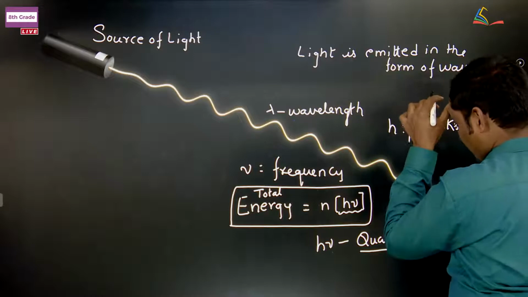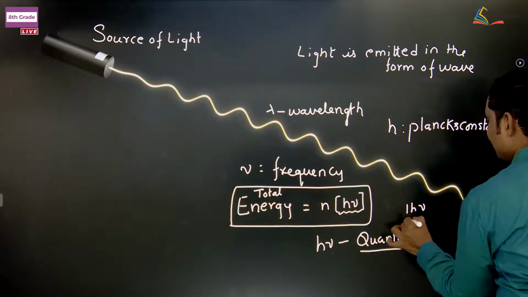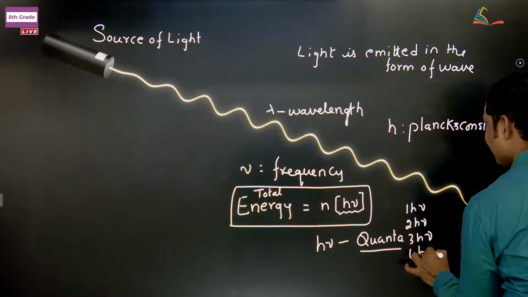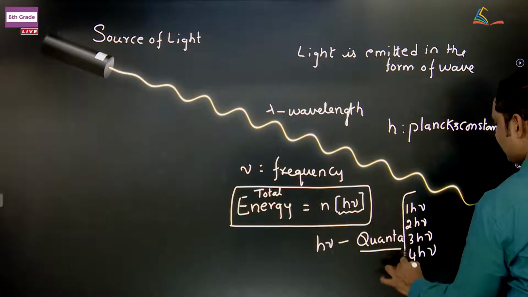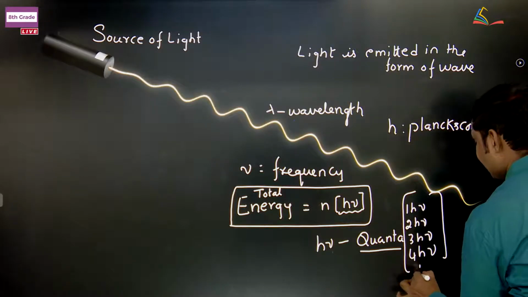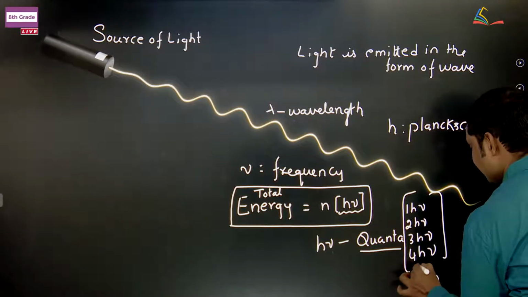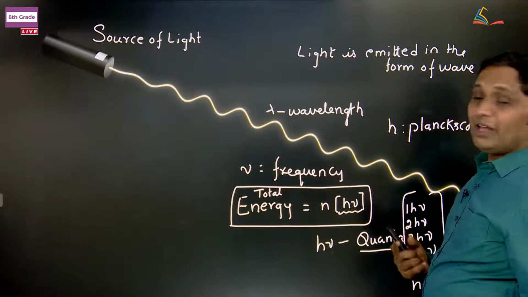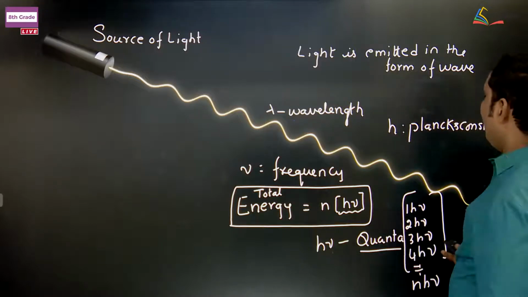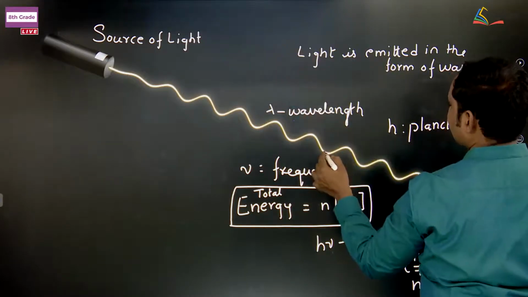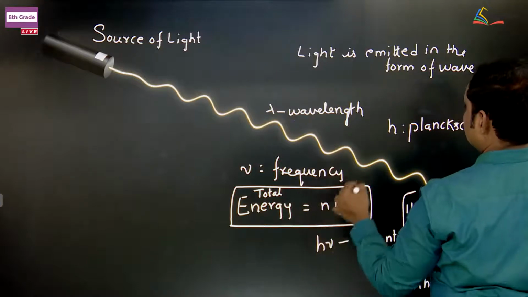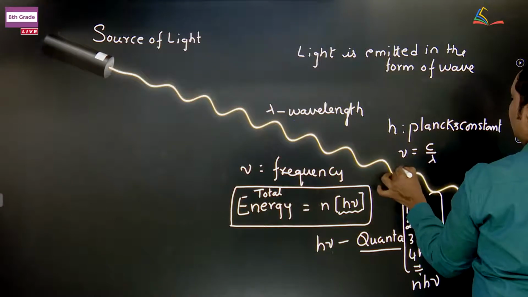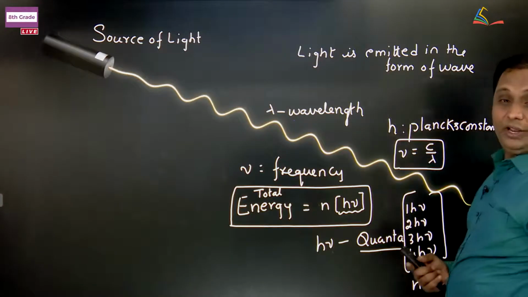Like that, you have to write 1 h nu, 2 h nu, 3 h nu, 4 h nu. So it is going to be n h nu. So nu is the frequency, h is the Planck's constant. It is very clear. At the same time, nu is equal to c by lambda. That is the frequency of photon.